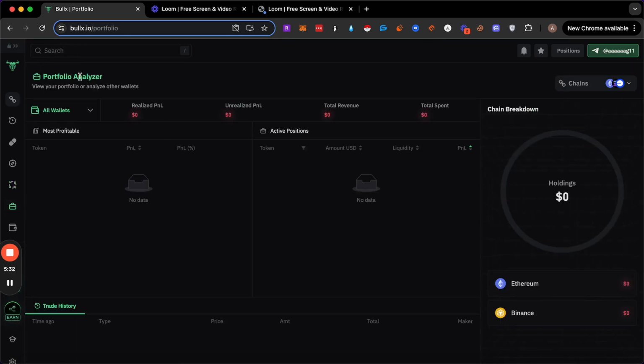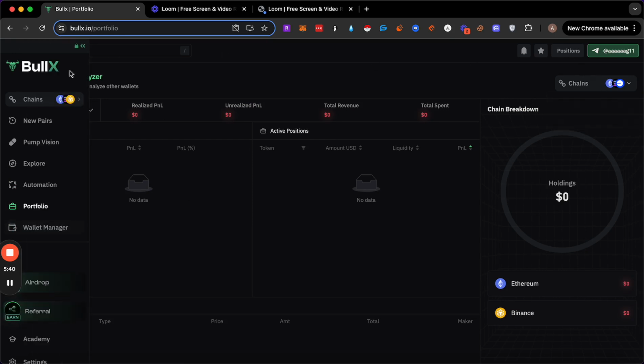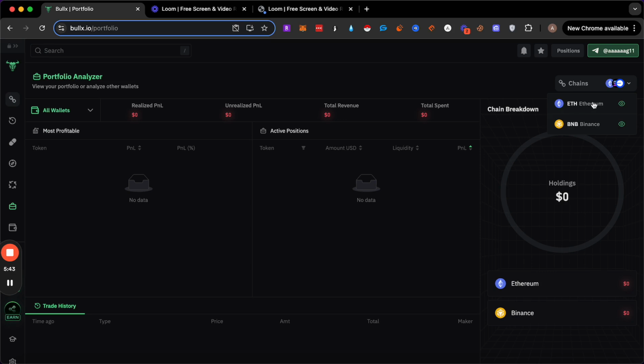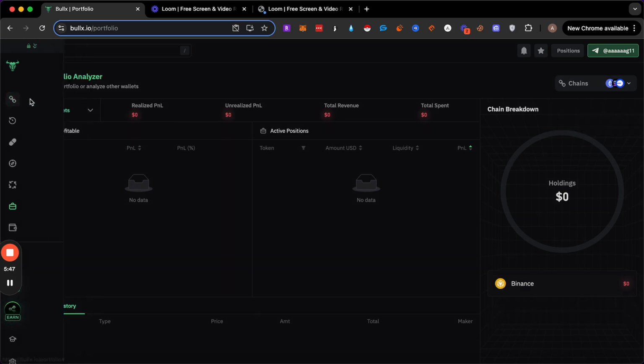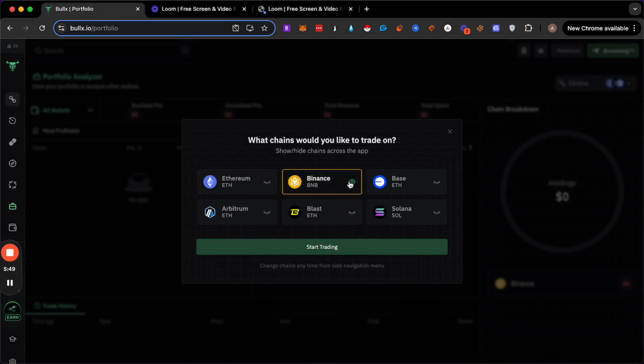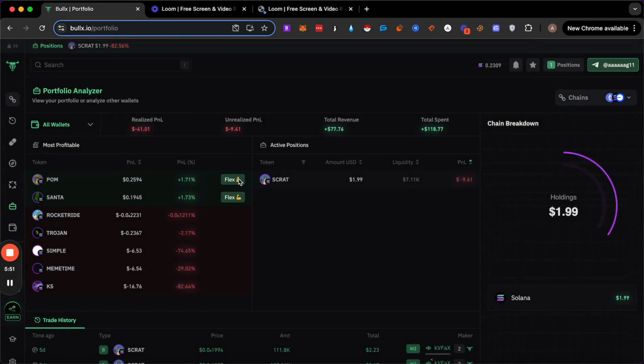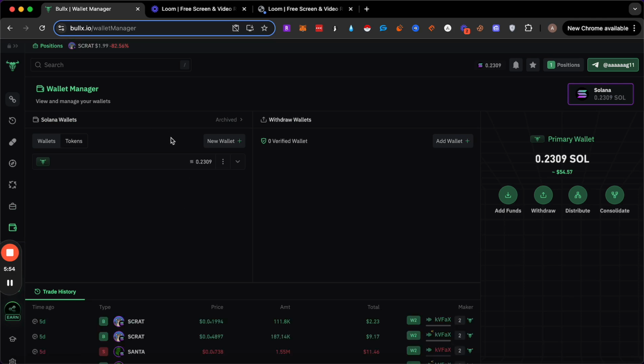And then of course there's your portfolio of coins that you're currently holding. I'm not holding anything right now because I'm not actively trading anything at the moment. I also have it set to Binance and Ethereum, so if I wanted to check out other networks, I'd click back right here. I mostly only use Solana right now because Solana is what's trending. And then of course there's the wallet manager. I still have a position in this shitcoin I bought a couple days ago. I haven't bothered to sell it, so it's whatever.